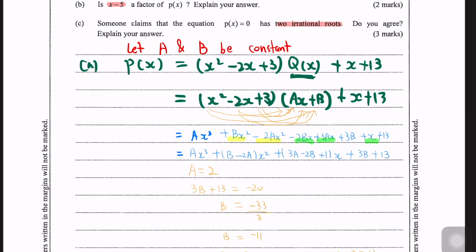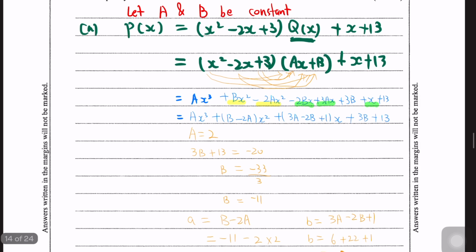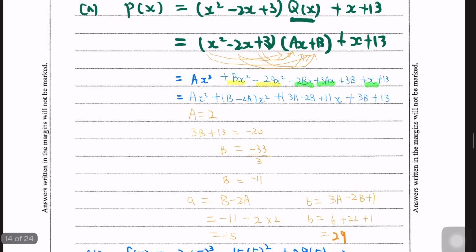Okay, after solving capital A and capital B, the unknowns we created, we can solve a and b by using the identity, the coefficients. So you just put in the numbers of capital A and capital B, and you can find the answer. So a equals negative 15, b equals 29.